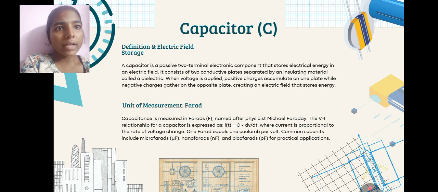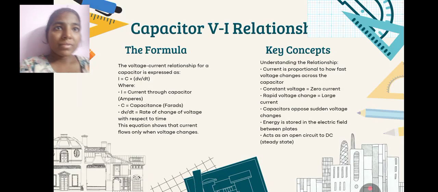The relationship of a capacitor is expressed as i(t) equals C into dV by dt, where current is proportional to the rate of voltage change. 1 farad equals 1 coulomb per volt. What is the VI relationship? The voltage-current relationship for a capacitor is expressed as I equals C into dV by dt. I is current through the capacitor and C is capacitance. dV by dt is the rate of change of voltage with respect to time. This equation shows that current flows only when voltage changes.